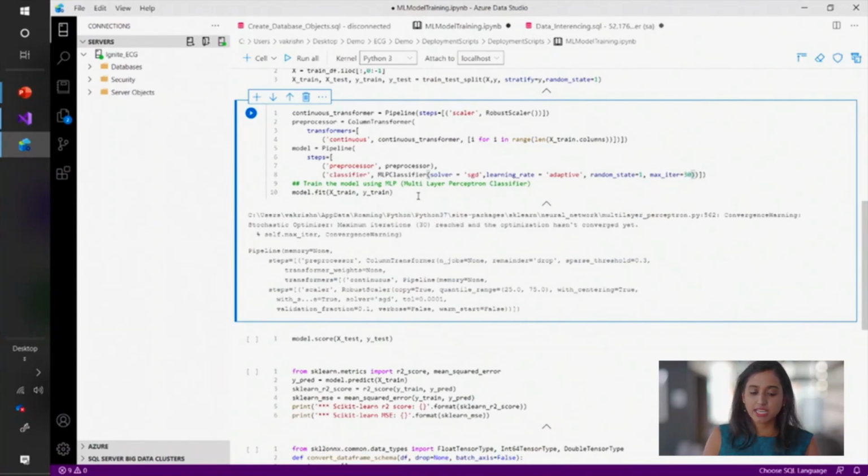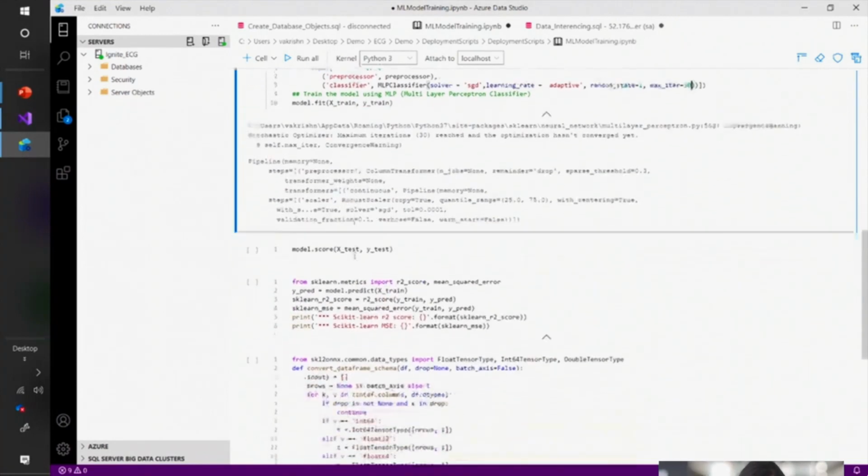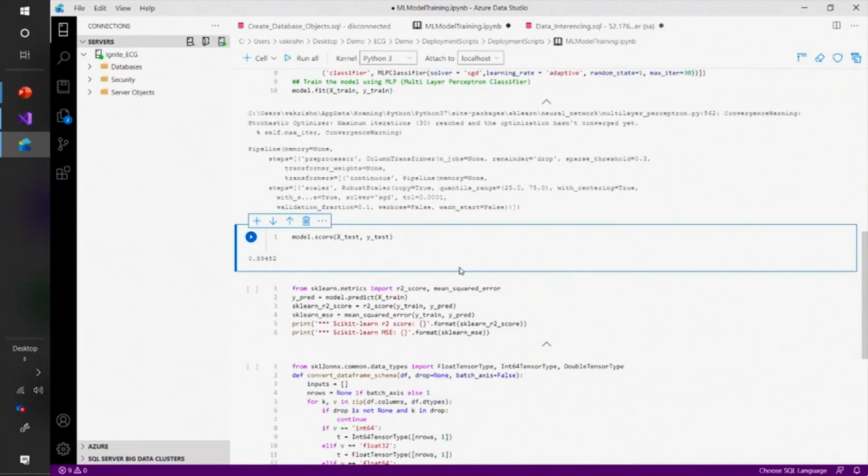For the purpose of time, I've actually already run this particular model training over here. This is the place where we are training the model using multi-layer perceptron classifier. And I have set the iterations to 30. You could set more than 30 for better accuracy. Let's take a look at the score of the model. It's about 89%, which is pretty good.